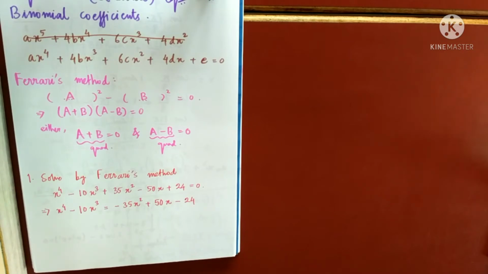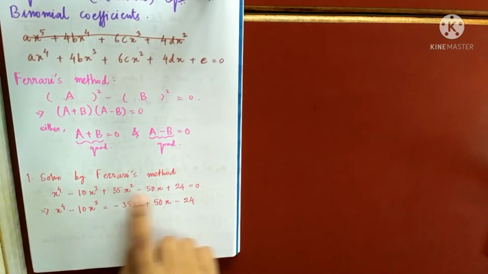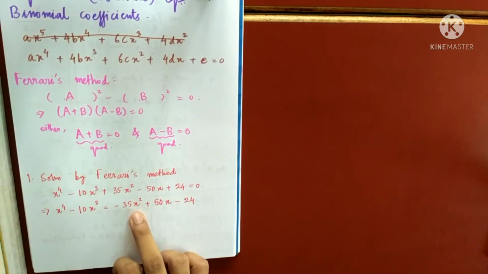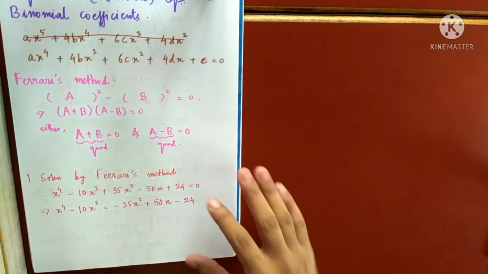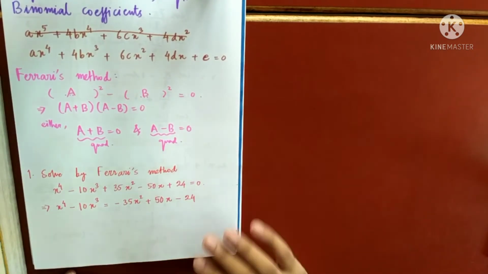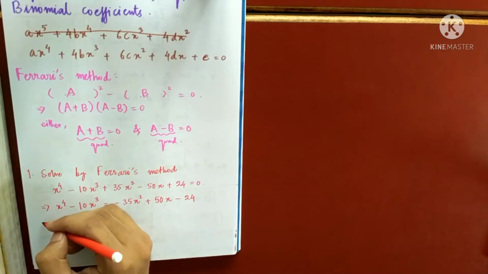Okay. So what I am doing, I am taking the first 2 terms on the left hand side and I am sending all 3 on the right hand side. So this becomes minus 35x square, this will become plus 50, this will become minus 24. Okay, good enough. Now you try to make a square here.